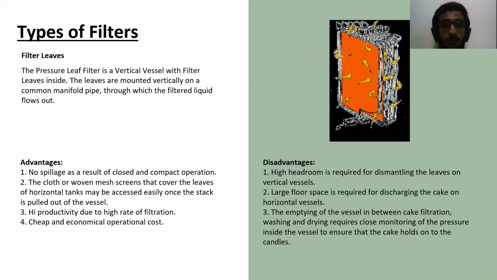The cloth or woven mesh screens that cover the leaves or horizontal tank may be accessed easily and can be cleaned or repaired. There is high productivity due to a high rate of filtration, as well as cheap and economical operation cost. And there are disadvantages as well for this type, which are high headroom is required for dismantling, large floor space, and emptying the vessel in between cake filtration is a little bit complicated and requires more handling and care of the machine.